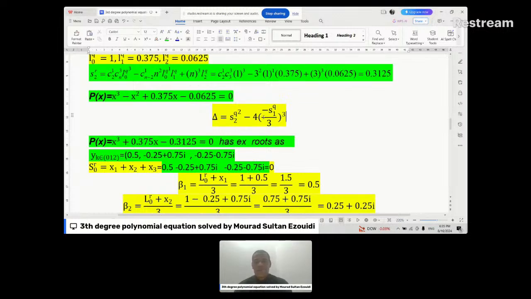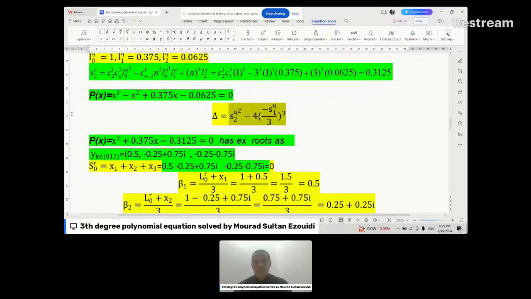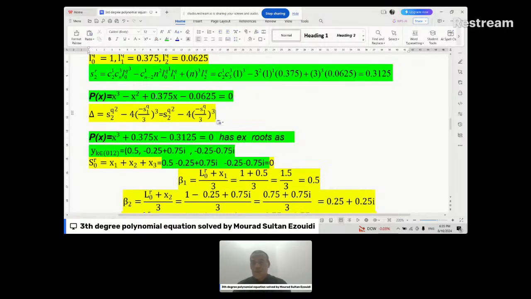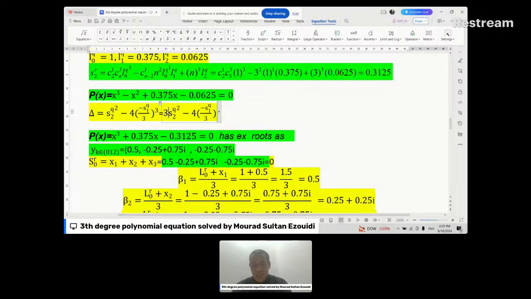This one has to be equal. I'll just substitute the value of this. So S2 is what? S2 is 0.3125. I'll just replace this with 0.3125 squared, of course. I'll make 0.3125 squared minus 4 times negative 0.375. I will write it here.